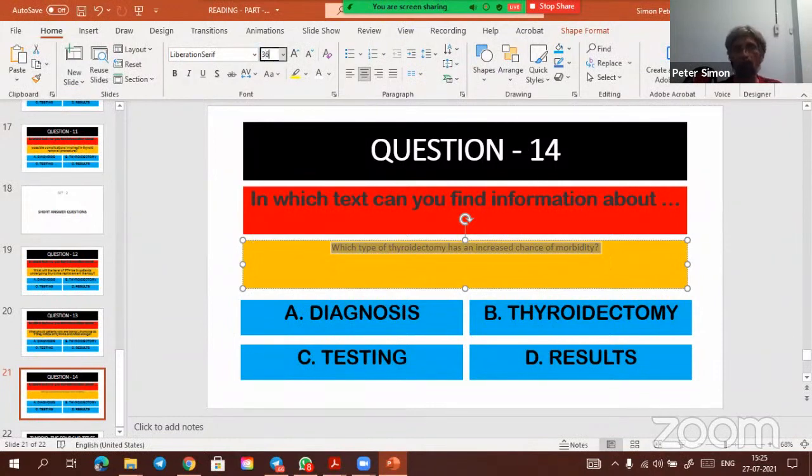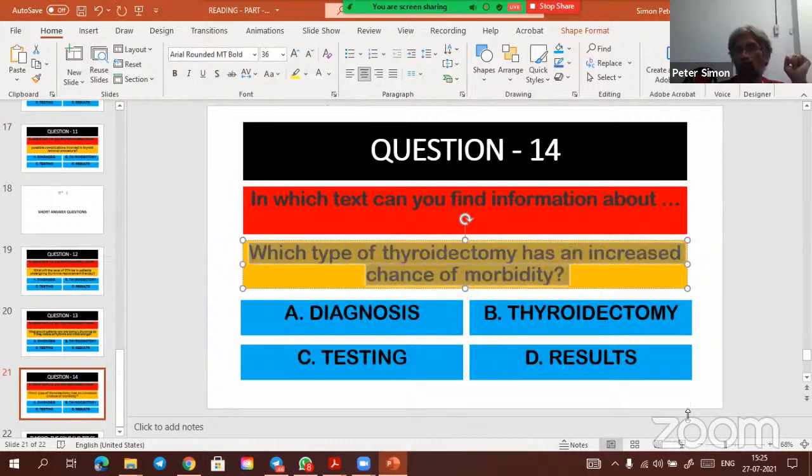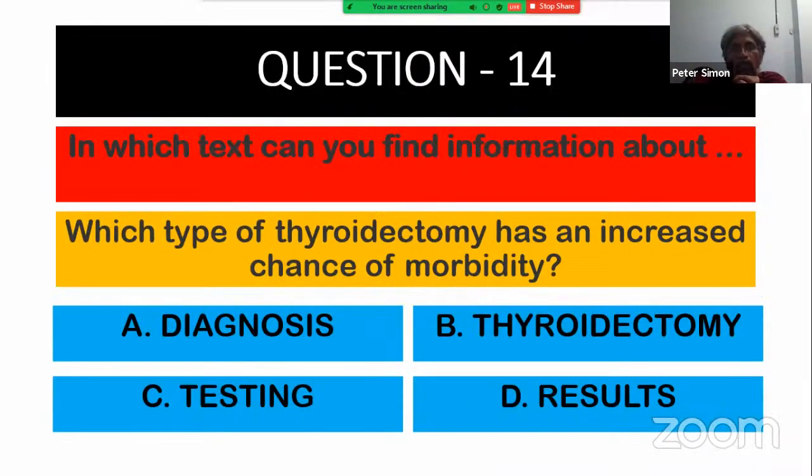Yes, next one. Now let us see here. Which type of thyroidectomy has an increased chance of morbidity? Type of the type. Underline the word type. Thyroidectomy. Which type of thyroidectomy? Now you understand very clearly which area it will go to. Type of thyroidectomy. Type, class, category. I told you these words will be there in each and every question.